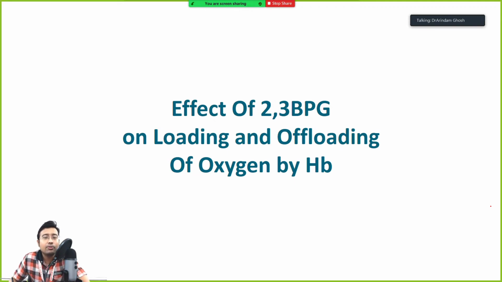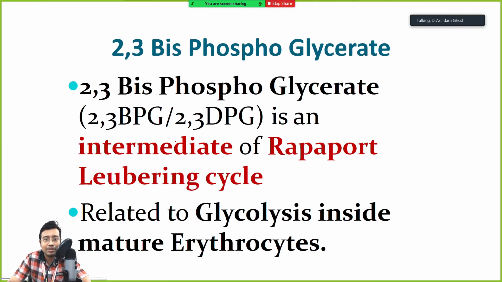Now we move on to the effect of 2,3-BPG on loading and unloading of oxygen by hemoglobin. 2,3-BPG, we all know, is an intermediate of glycolysis. It is formed by a shuttle, not in the original glycolytic pathway. In the original glycolytic pathway, 1,3-BPG is formed; 2,3-BPG is formed by the RLS or Rapoport-Luebering cycle.